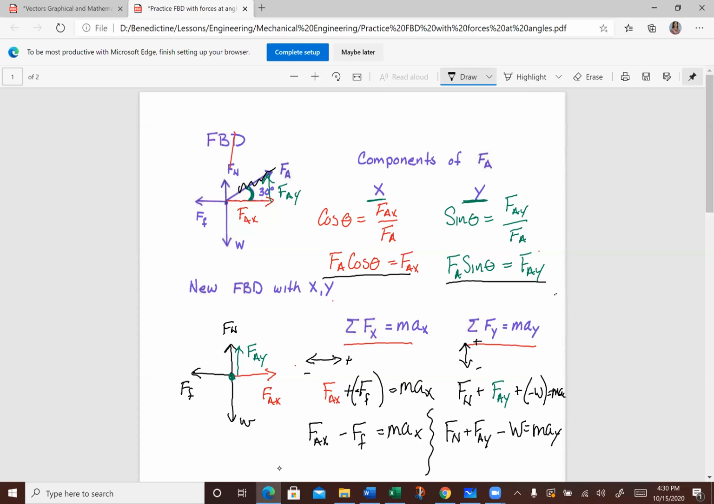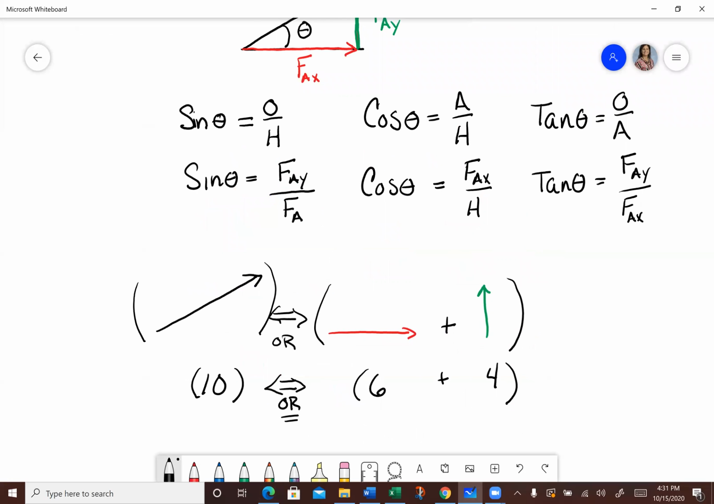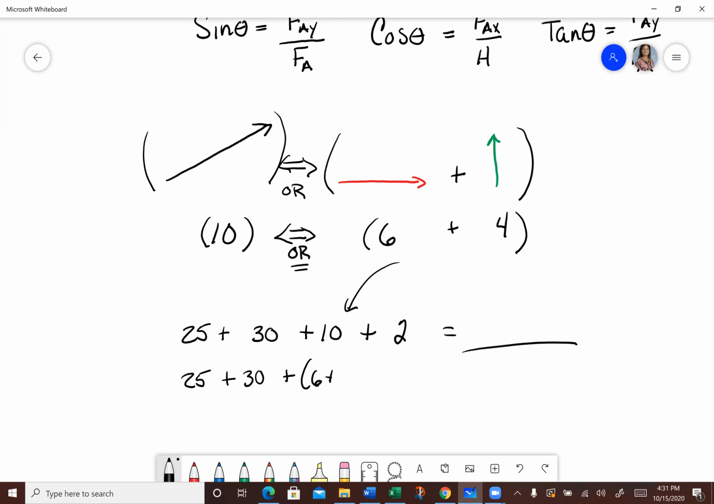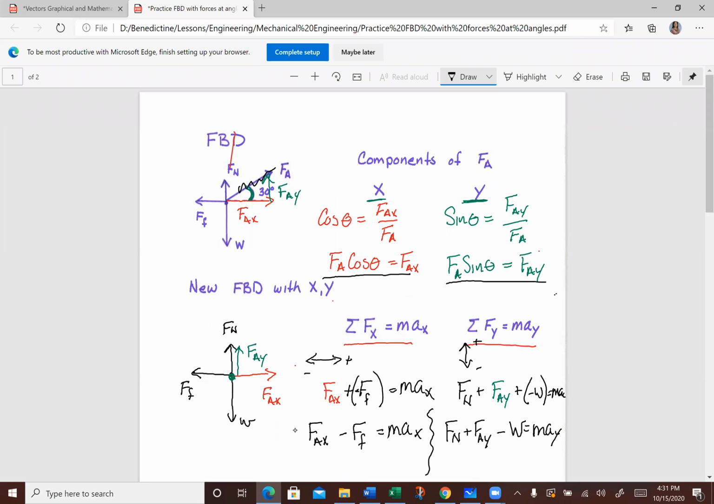Same thing we've been doing. I just now have these extra forces because of the components that make up the force applied. Again, no different mathematically. If I would go back and put in an equation, let's say I have an equation of 25 plus 30 plus 10 plus 2 equals something, right? Instead of the 10, I can say it's 25 plus 30 plus 6 plus 4 plus 2. And certainly, you can replace all of those with something else. And honestly, in any of these pictures, I can replace these vectors with something else.